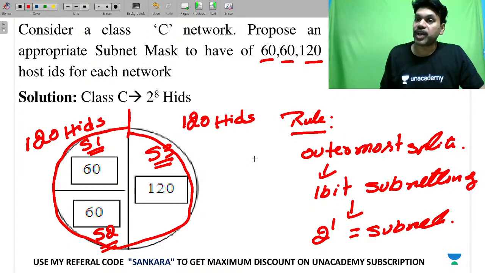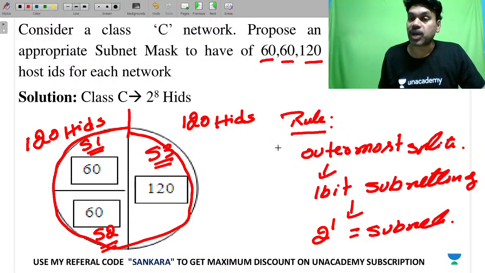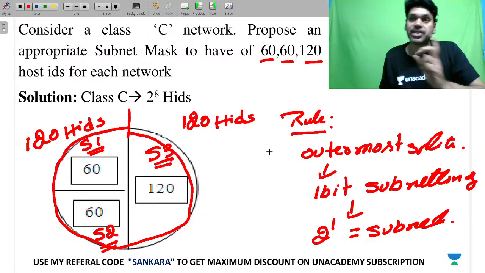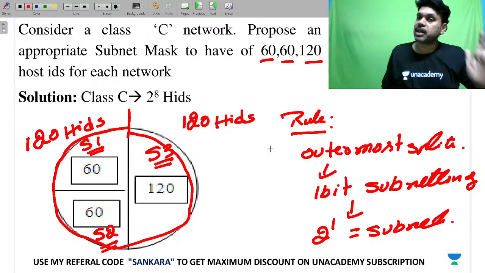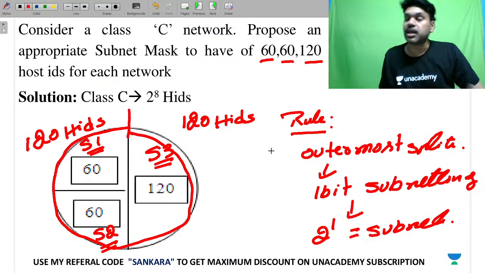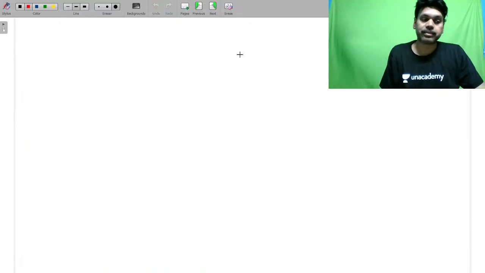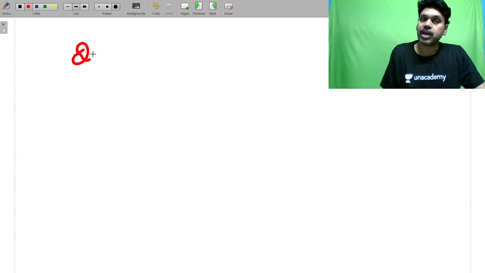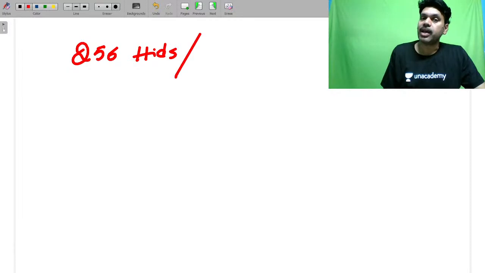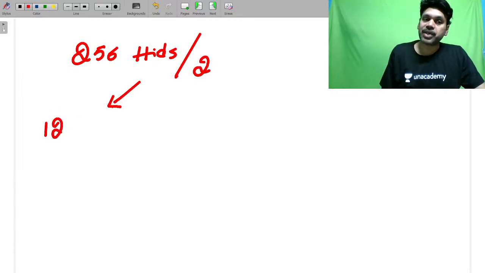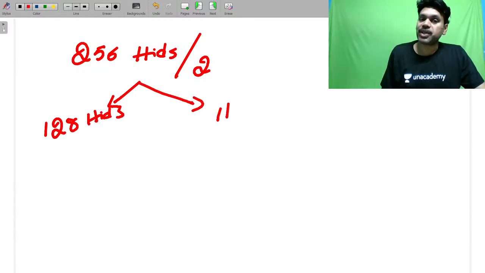I will show you, when you do 1 bit subnetting according to class C, there are 7 HID bits possible, which are segregated in the first group and the others are segregated in the second group. Therefore, what happened? If I am saying that your class C can give you 256 HIDs and they are being divided into 2 parts, one part is giving you 128 HIDs and the other part is giving you 128 HIDs.